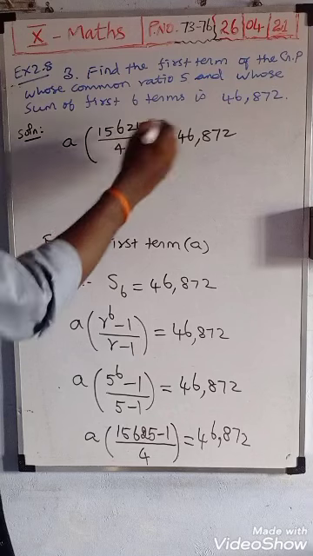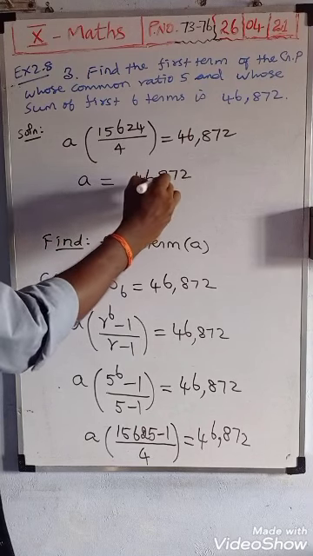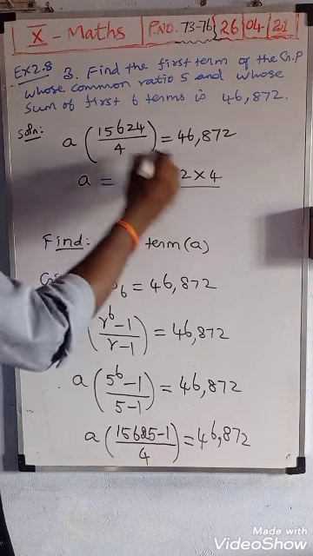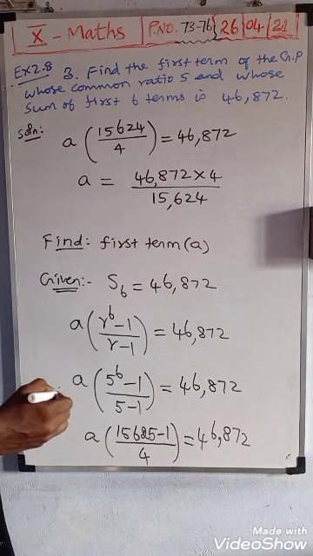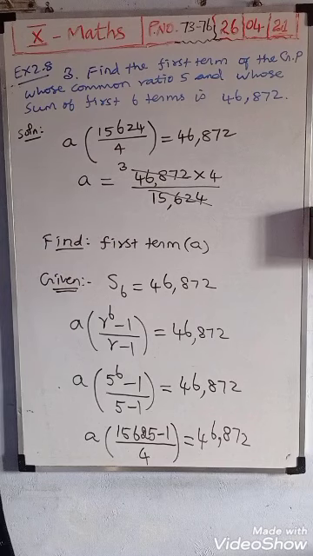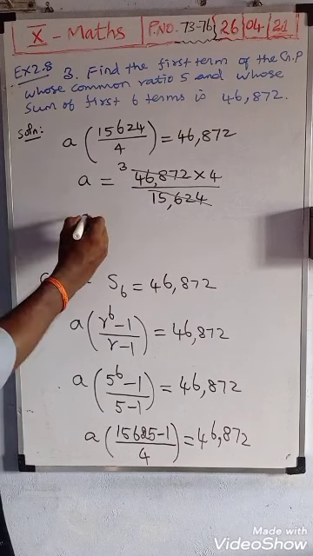Okay, next step, that side go, means a is equal to 46,872 into 4, division 4 that side go, multiplication 4, whole divided by this 15,624 will come down. Okay, now this and this should cancel, which means we will get 3. The answer is 3. Cancel means 3 you will receive.